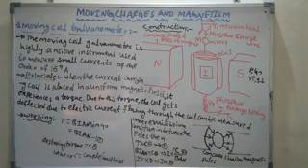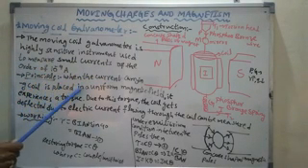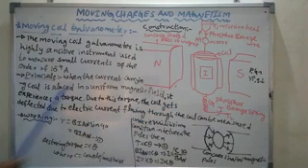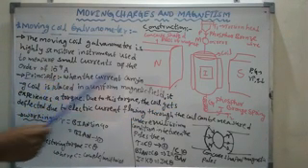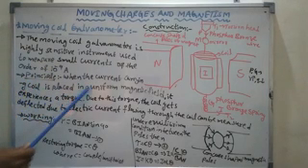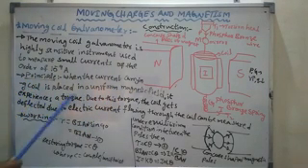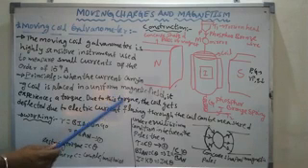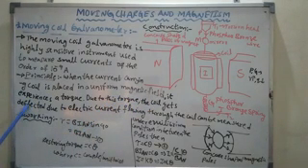Then what is the principle of this moving coil galvanometer? Based on which principle does it work? When a current carrying coil is placed in a uniform magnetic field, it experiences a torque. This we already understood in the last part. Due to this torque, the coil gets deflected.